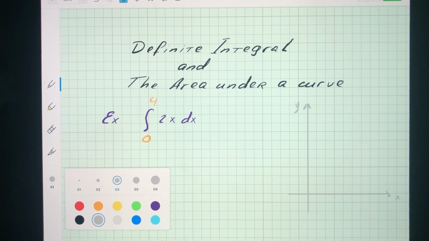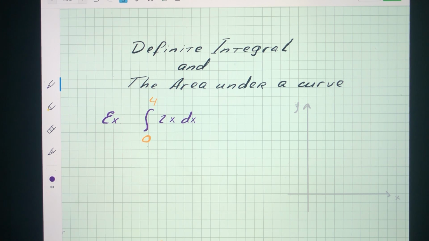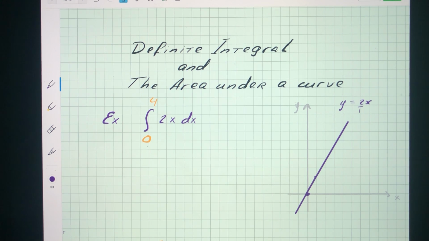What does the function y equals 2x look like? Well, y equals 2x is a straight line. It crosses the axis at the origin, and then it has a slope of 2 over 1, so 2 up, 1 over. So it's a line that goes like this. And we are asked to find the area under this curve from 0 to 4. So if we look on the graph from 0 until 4, here's 4, what is the area underneath this curve?